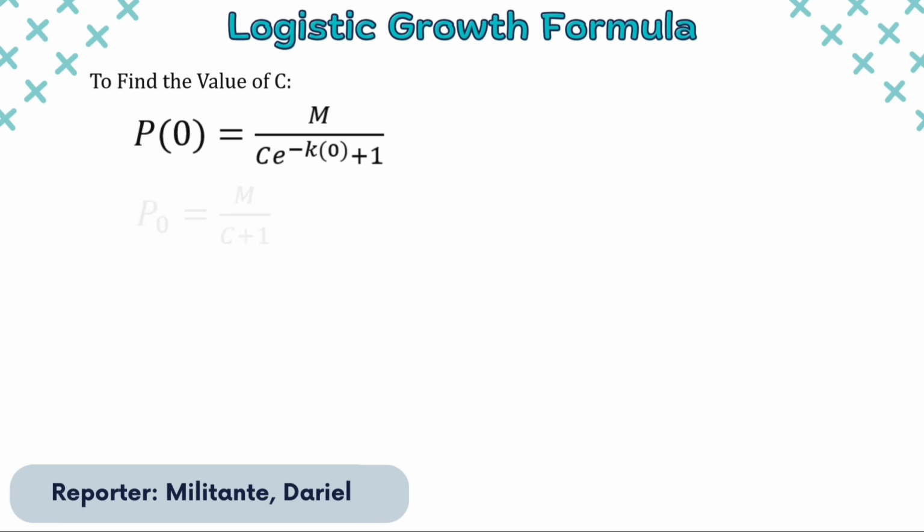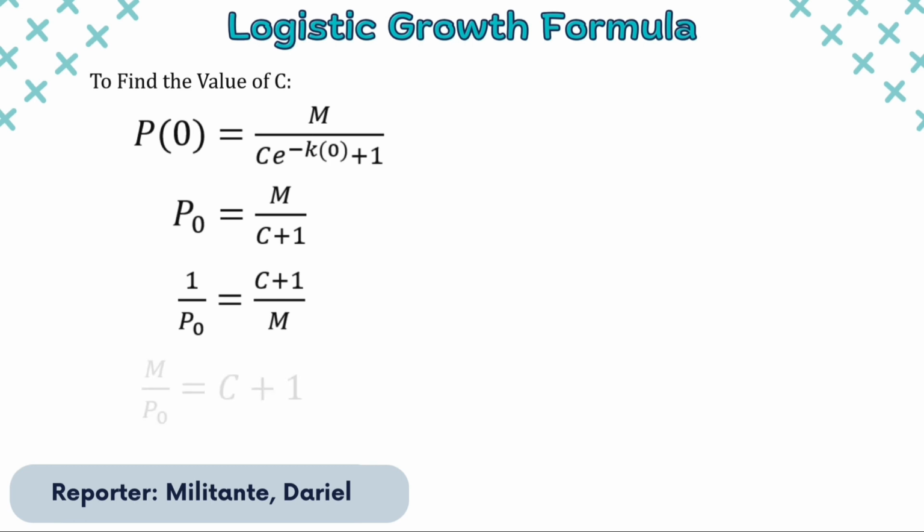So, p of 0 is equal to m over c plus 1. Next, reciprocal both sides to gain more numerator terms on the right side of this equation. We will obtain 1 over p of 0 is equal to c plus 1 over m. Simply cross multiply, which will give m over p of 0 is equal to c plus 1. Transpose 1 to the other side, and at the same time, do the symmetric property of equality. We will get c is equal to m over p of 0 minus 1.